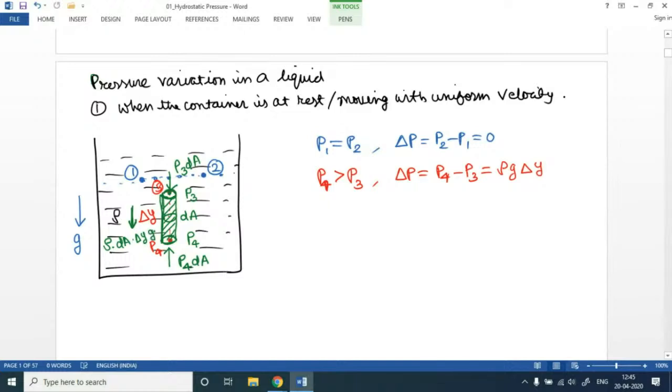So just doing the force balance, we can very well say that P4 times dA minus P3 times dA is going to be equal to rho g delta y into dA. And you can very well see that this dA is getting cancelled, and we have got this relationship: P4 minus P3 is equal to rho g delta y.